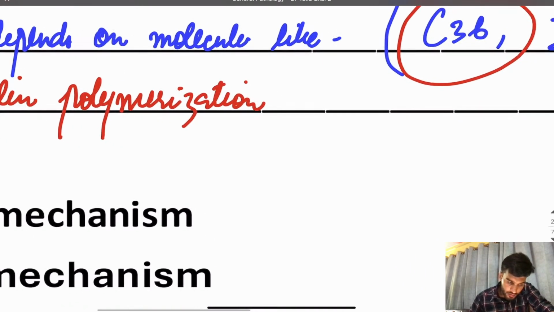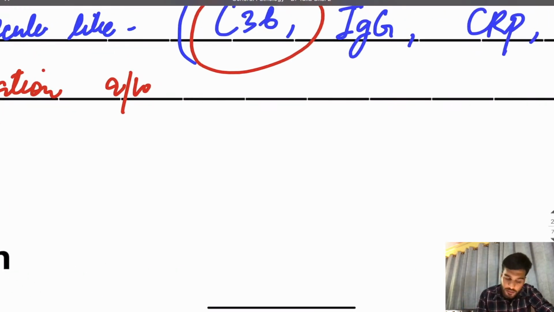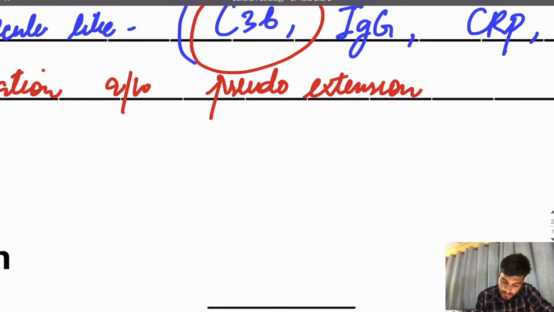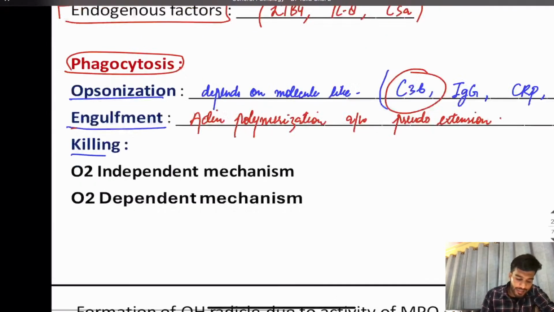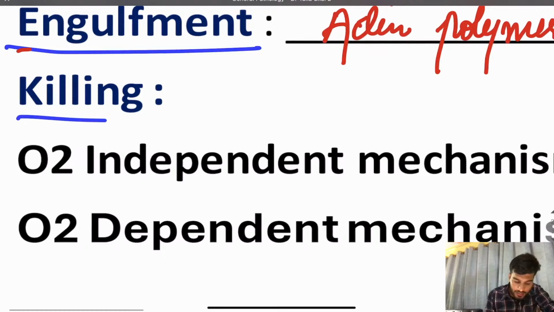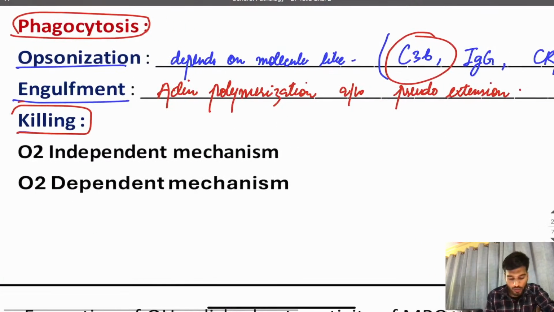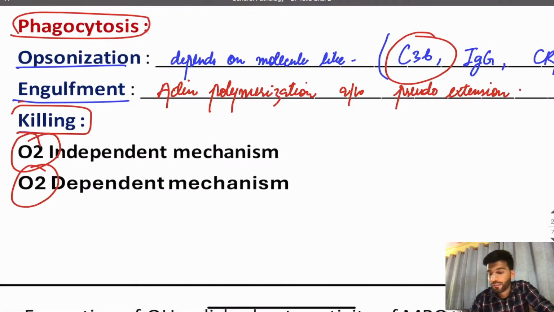Okay, it is associated with the pseudo extension. It will engulf this particle, and after engulfing, guys, there will be a killing. Okay, guys, there will be a killing dependent either on oxygen or not dependent upon oxygen. That will be the last step.